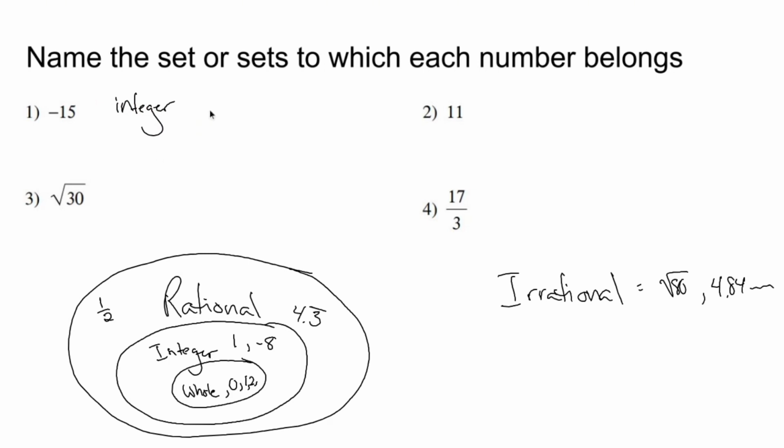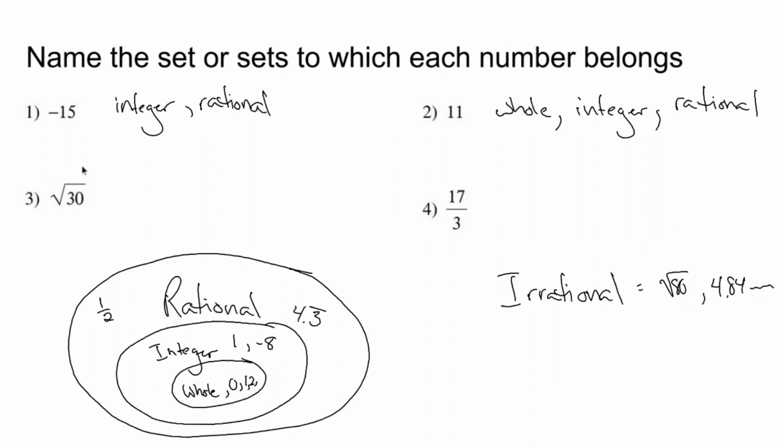It's also a rational. Okay, number 11 is a whole number. It's also an integer. It's also rational. It's all of those because it lives inside the whole number realm that lives inside the integer realm, which lives inside the rational realm. The rational realm sounds fun.